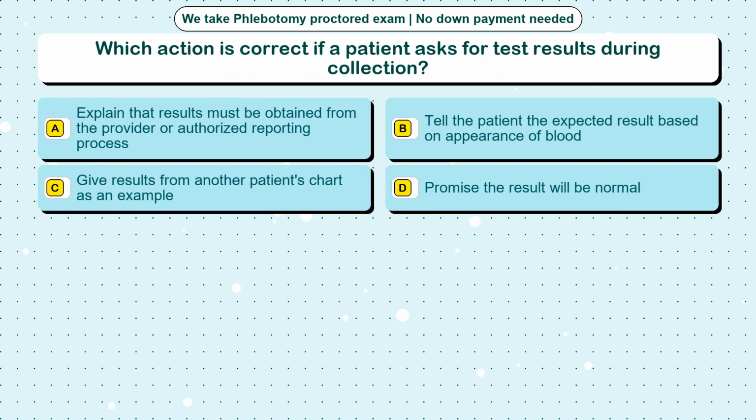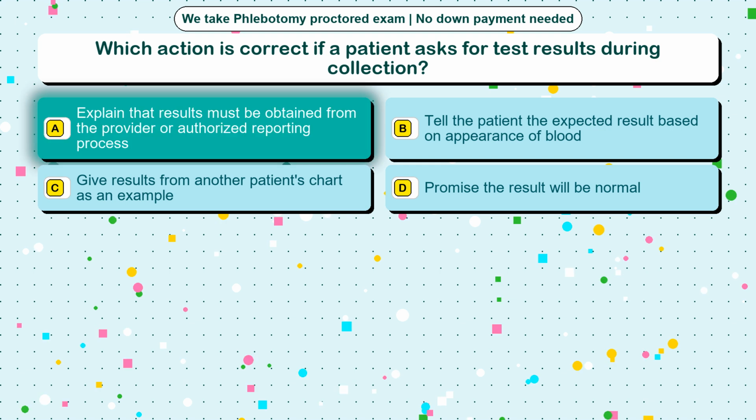Question 77. Which action is correct if a patient asks for test results during collection? Option A. Explain that results must be obtained from the provider or authorized reporting process. Option B. Tell the patient the expected result based on appearance of blood. Option C. Give results from another patient's chart as an example. Option D. Promise the result will be normal.